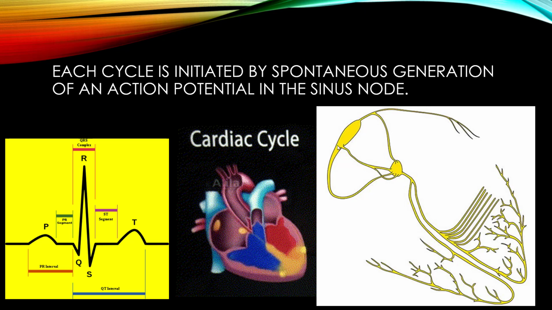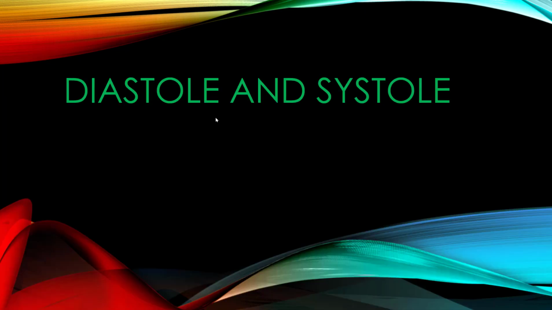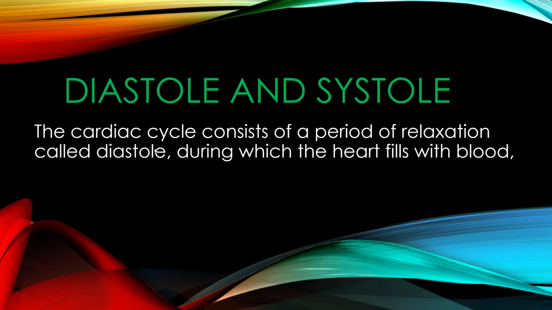Now each cardiac cycle is initiated by spontaneous generation of an action potential in the sinus node. This is the sinus node, the SA node, and by spontaneous generation of an action potential in this node, it causes the cardiac cycle.